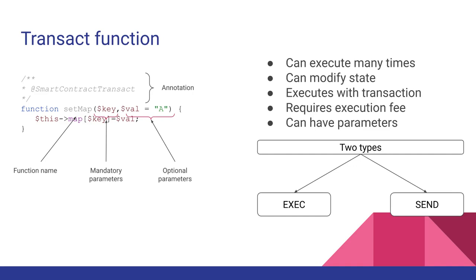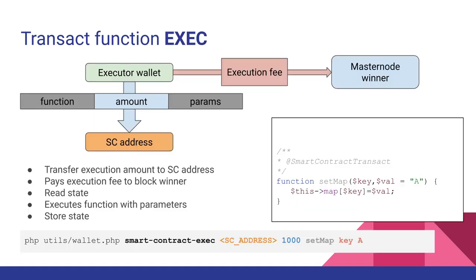A deployed smart contract can be executed through its interface by calling executable functions annotated with SmartContractTransact. This function is executed with a special blockchain transaction and can change the state of the smart contract. Executable functions are called with an execution amount and execution parameters. These parameters are stored in the transaction message and signed with the sender's private key. The execution amount is the amount that will be transferred from the address that calls the function to the smart contract address. For execution of a function, the executor will pay an execution fee. That fee goes to the master node winner of the block.